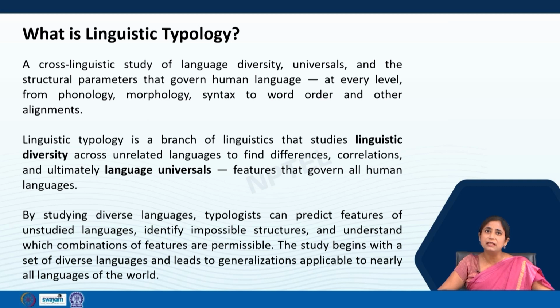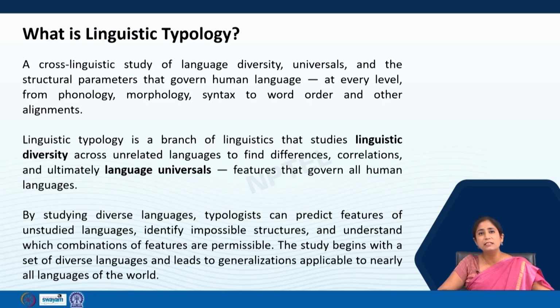Linguistic typology is basically a cross-linguistic study of language diversity, universals, and the structural parameters that govern human language. So we all speak languages and superficially they might look very different to each other. So Bangla might look very different from Telugu, or German might look very different from Chinese. But then all these languages might be very different, but there are lots of commonalities. There are certain parameters which govern all human languages at every level, at the level of phonology, morphology, syntax, word order, and beyond.